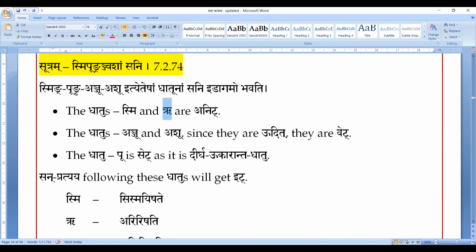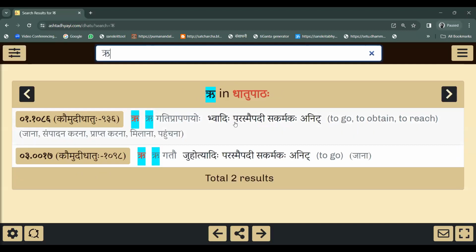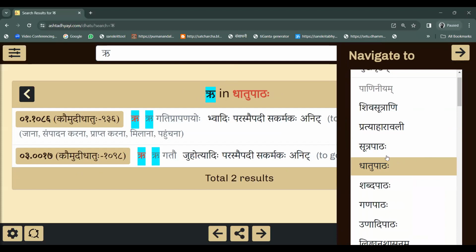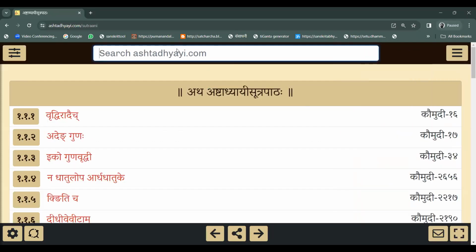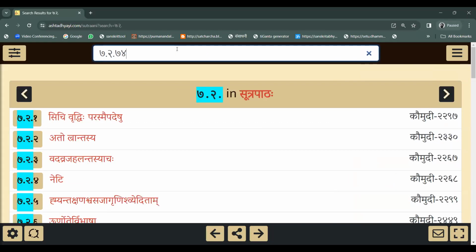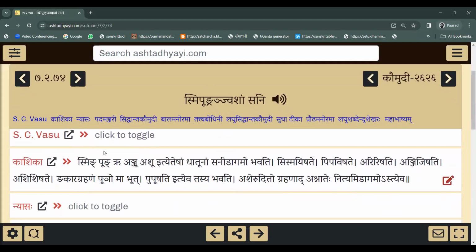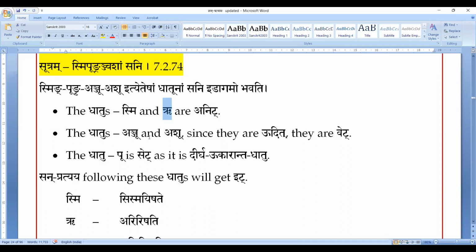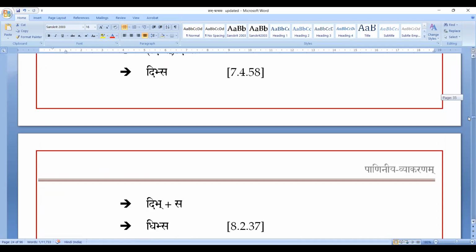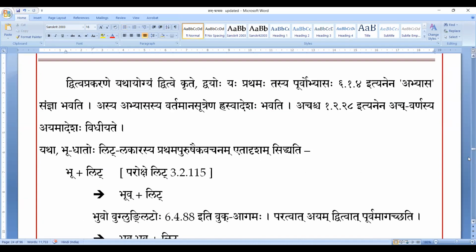This dhatu is an anit dhatu, that is what is given here: ru dhatu is anit. But when san pratyaya follows, this will become set. The sutra is 7-2-74. By that sutra, ru dhatu becomes set: smi, pung, and ru. Don't miss the ru here. So when san pratyaya follows, this anit dhatu will become set. That is what we have seen in the rupam. Right? Okay, so you can note this. That's why I said we can't remember everything. We have to keep this dhatu separately, so that when this comes, we should at least know it is there. Anyway, so ru is set now.